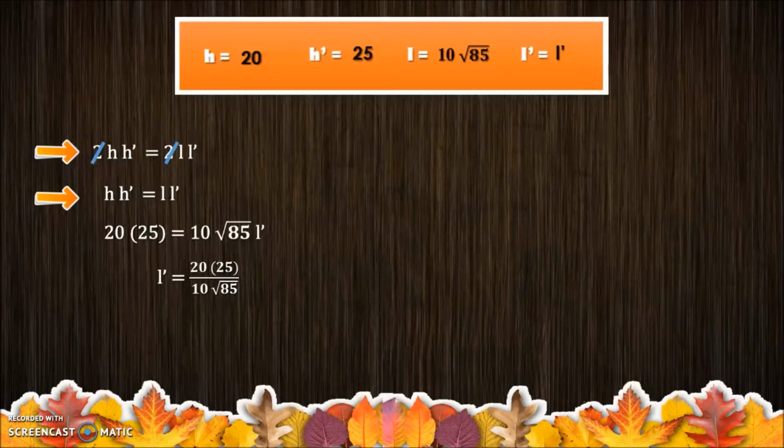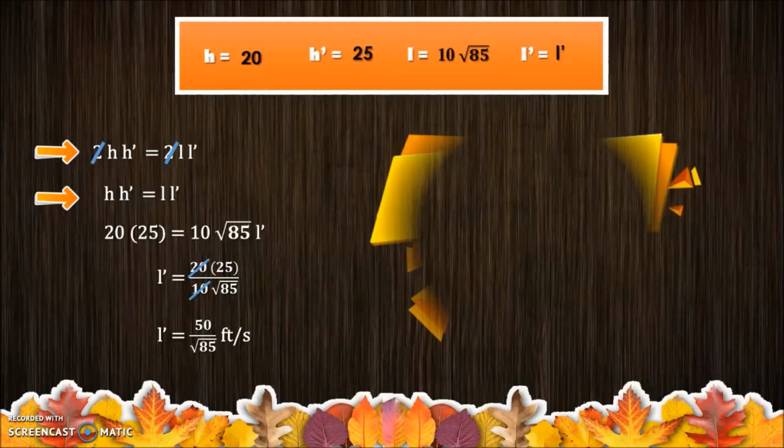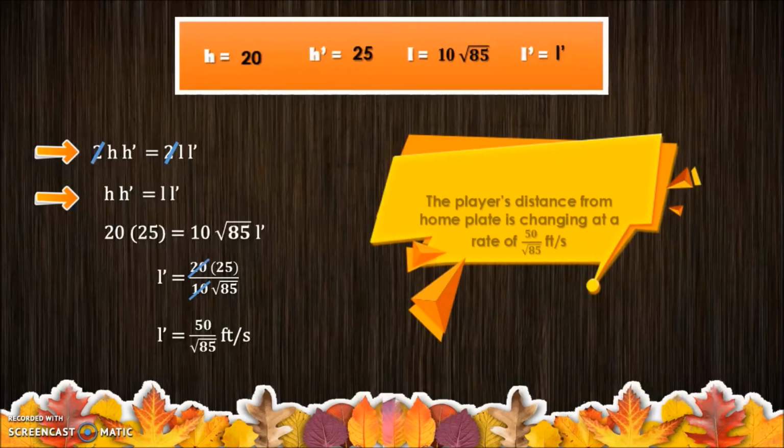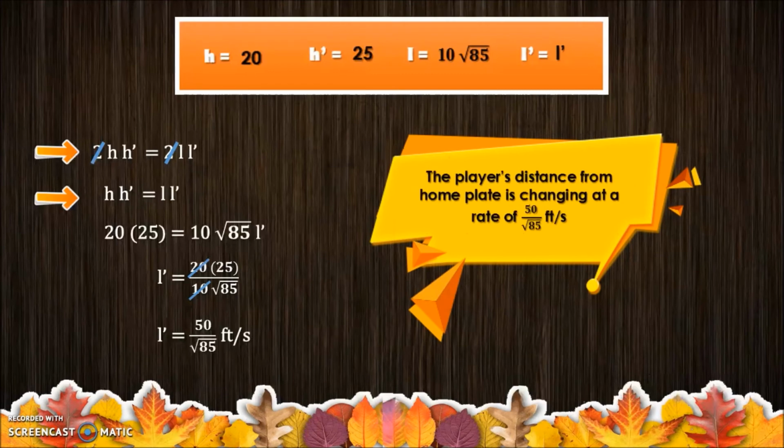So what we can do in here, we can divide this by 10. So we're actually going to end up getting 2 times 25, which is going to be 50, and 1 times the square root of 85. So our final answer is that the player's distance from home plate is changing at a rate of 50 over the square root of 85 feet per second.